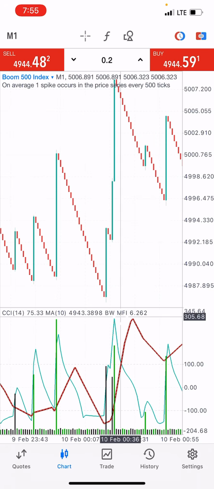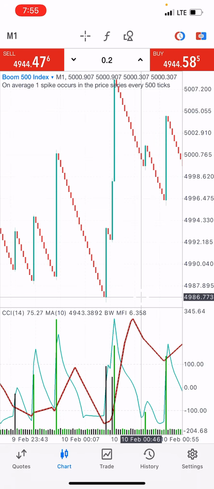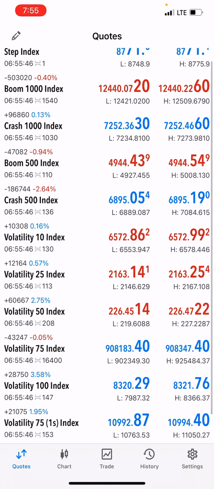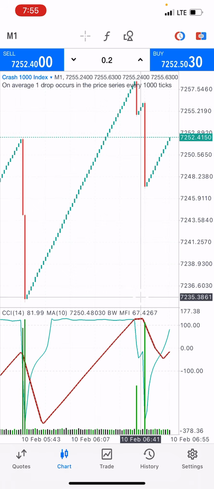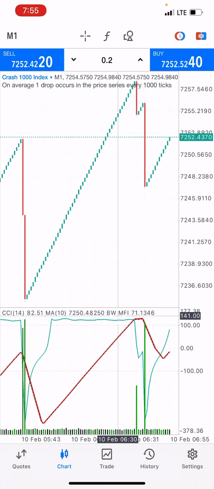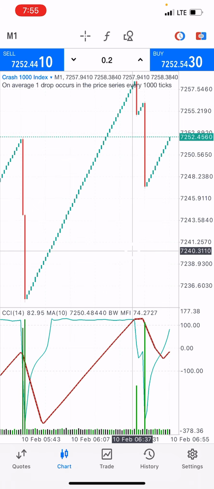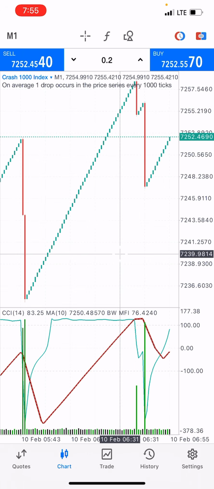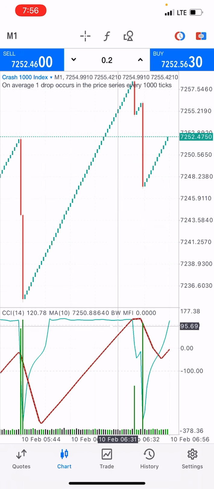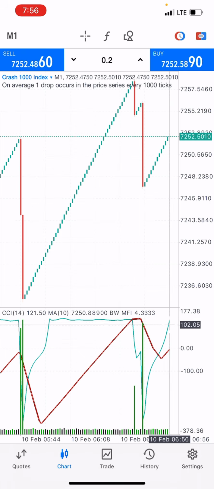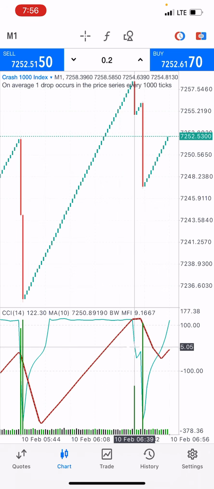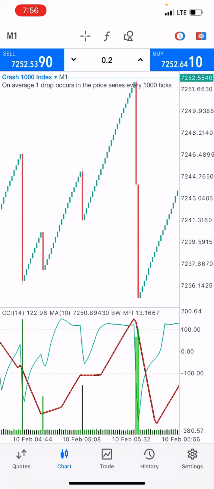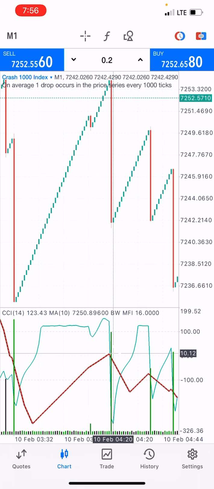The same way it works for Crash, just that for Crash you have to watch out for a sell, since it crashes to the downside, unlike Boom that spikes to the upside. So you watch out for the red moving average crossing the green line above the 100 level. You can see above the 100 level, you get a spike. A very simple strategy, guys.